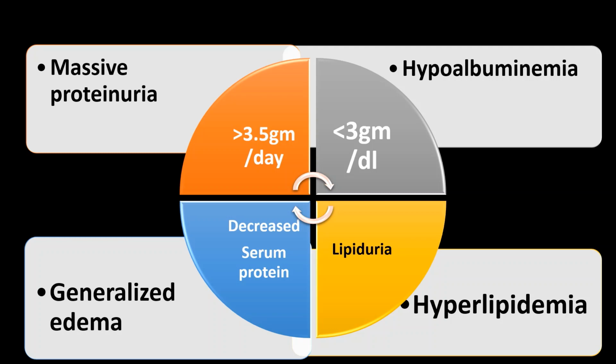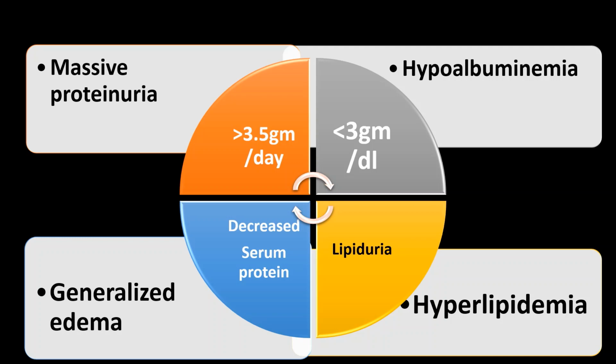Now what will all these lead to? It will lead to generalized edema. Why do you get generalized edema? Because there is sodium and water retention along with your decreased osmotic pressure. All this and hyperlipidemia. Now the causes of this hyperlipidemia have not been actually characterized. It is a combination of increase in lipid production as well as decrease in lipid catabolism.